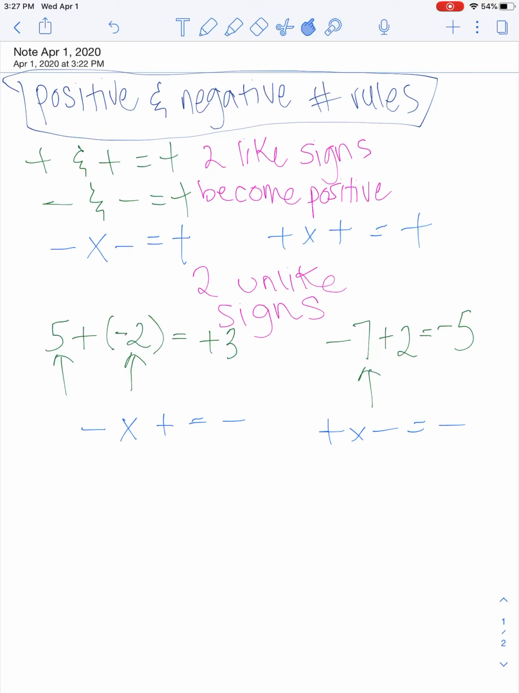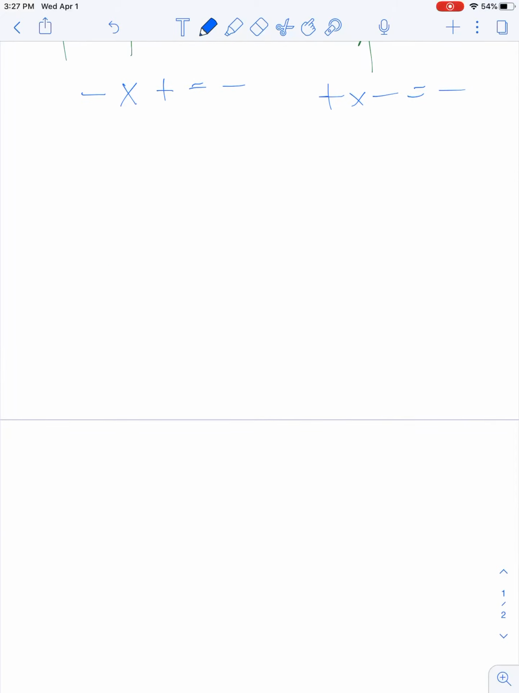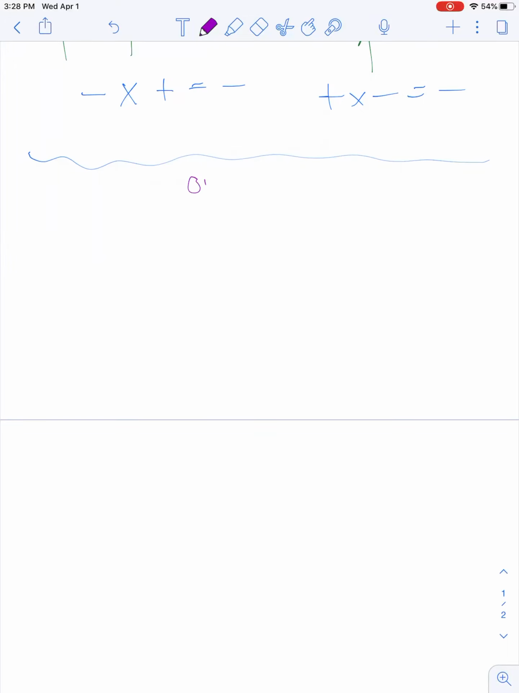So another thing that people are getting a little bit forgetful about is order of operations. So I'm going to draw a line. And I will also try to post this as a PDF, although I don't know how much sense it'll make without the narration. But anyways, okay. So, order of operations.